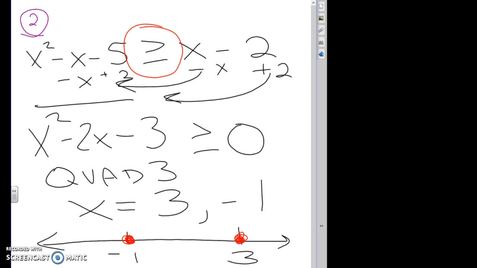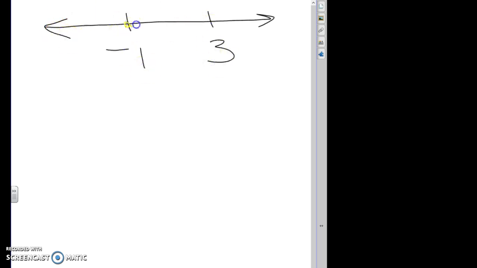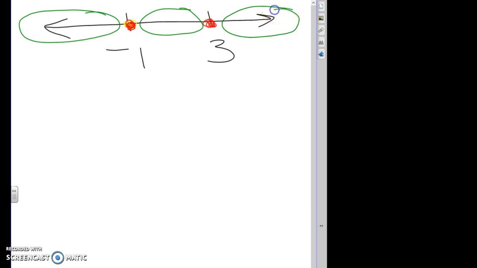All right, I'm going to turn the page. Okay, so we've got the -1 and the 3, the solid dots. And so now we're going to pick any number from each of these sections and plug it into the given problem to see if it's true or false. Or it doesn't even have to be the given. It can be that second one where we pulled everything over to 0. So let's try -3, 0, and 5.